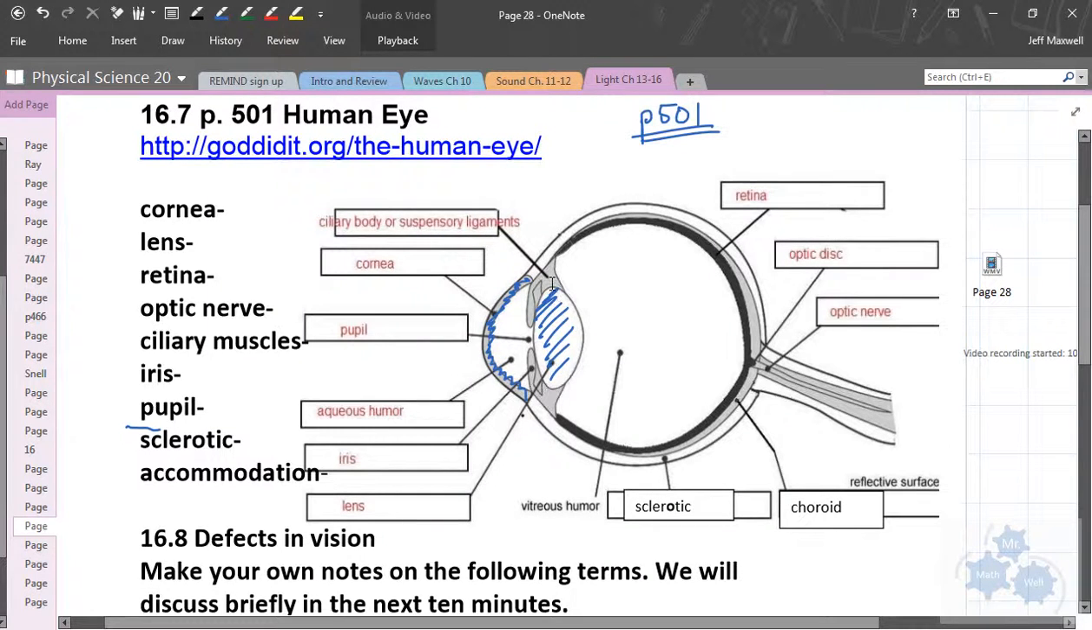And so in this case, these ligaments attach to the lens. Now the lens gets stretched, and when you have to look far away, the lens thins out quite a bit.